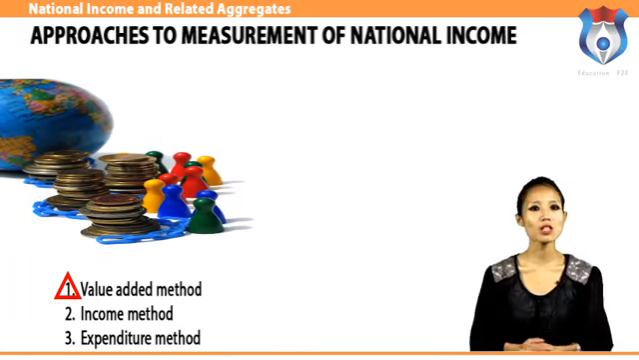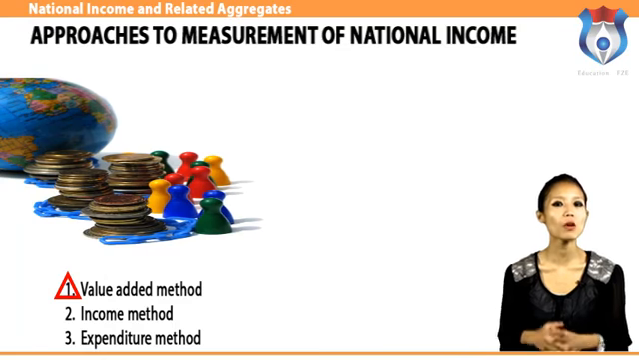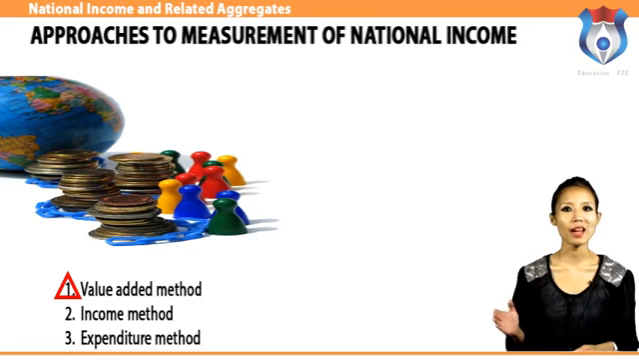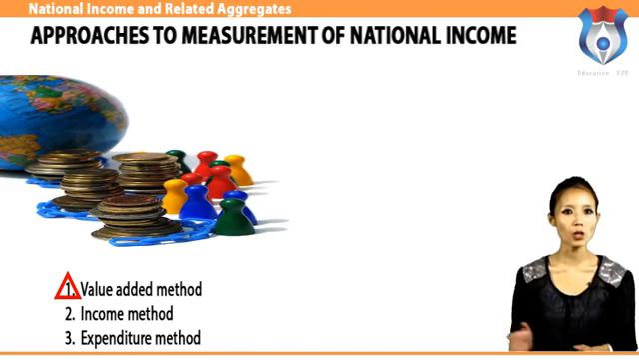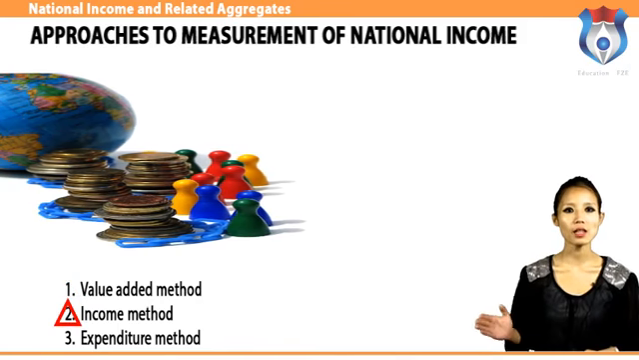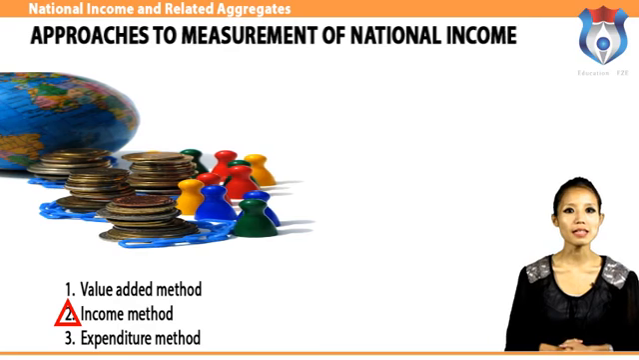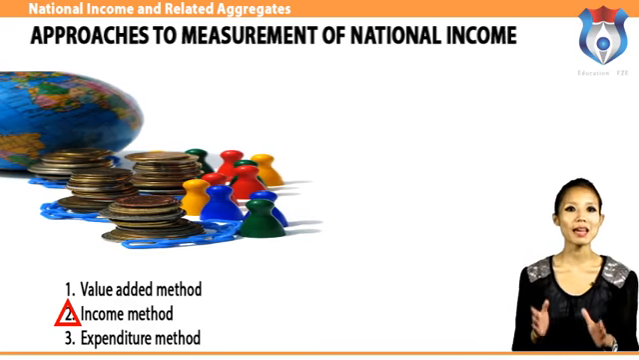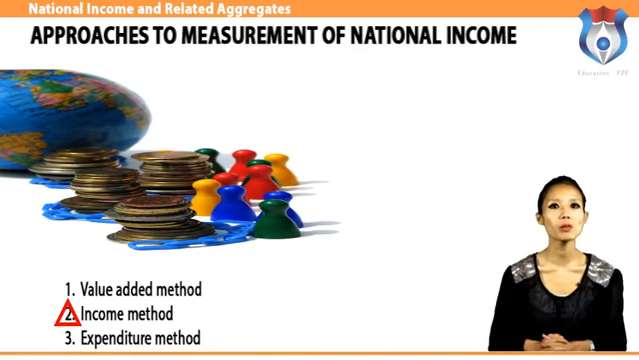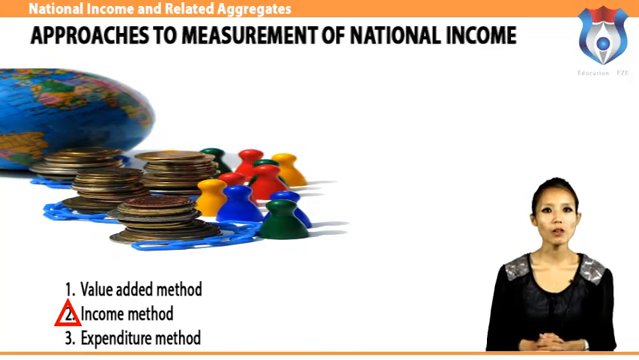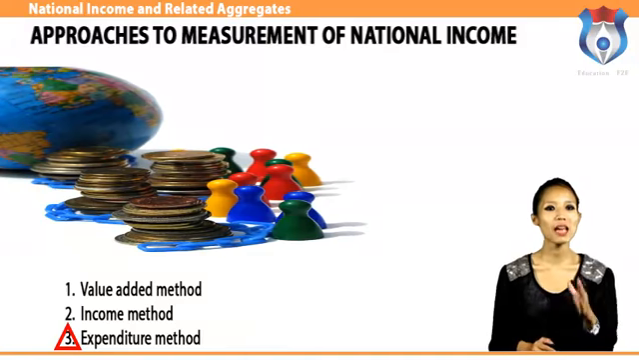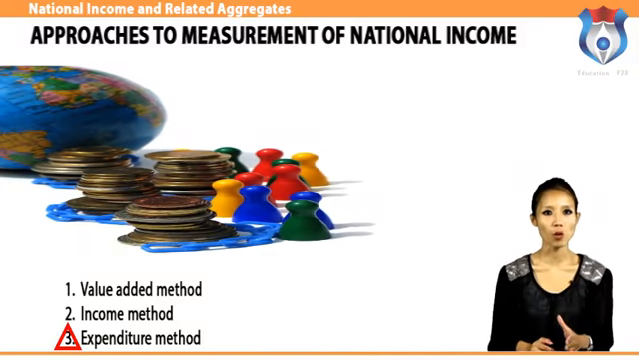Value added method: GDP at market price is equal to value of output in a year minus intermediate consumption. NNP at factor cost is equal to GDP at market price minus depreciation plus NFIA, net factor income from abroad, minus net indirect taxes. Income method: NDP at factor cost is equal to compensation of employees plus operating surplus plus mixed income of self-employed. National income is equal to NDP at factor cost plus NFIA, net factor income from abroad.